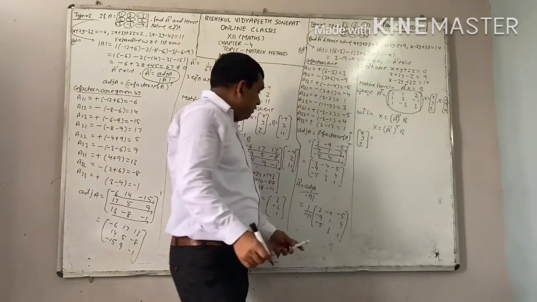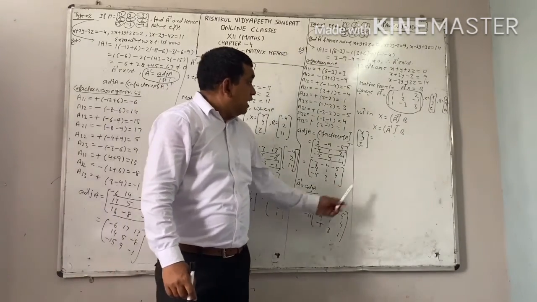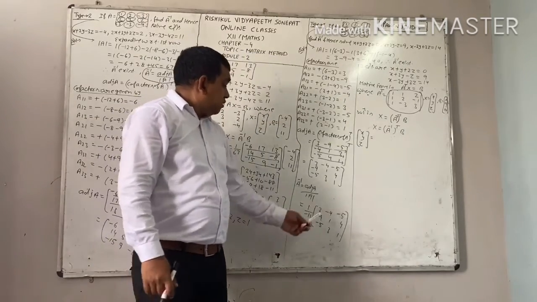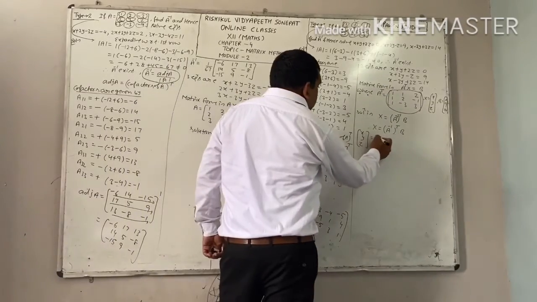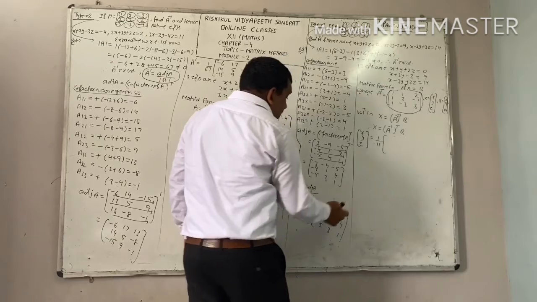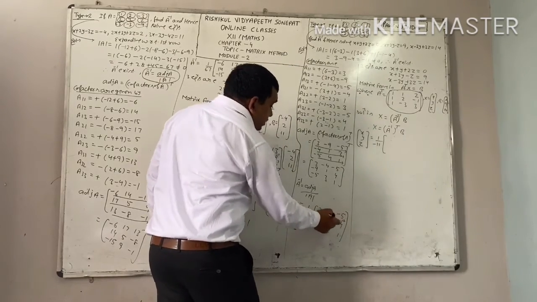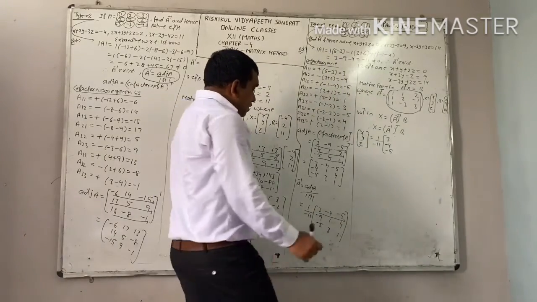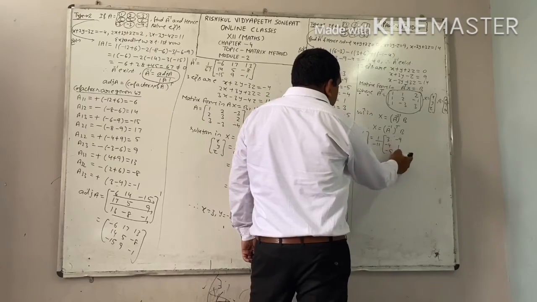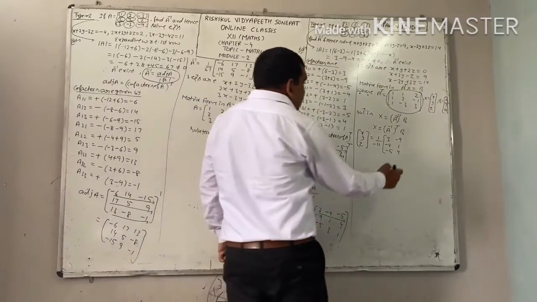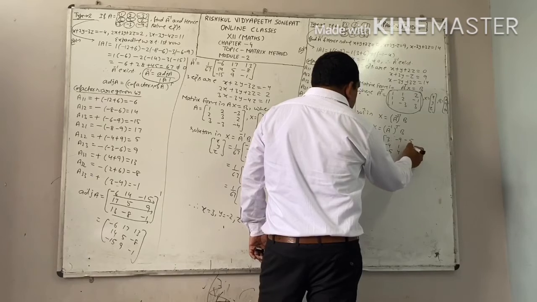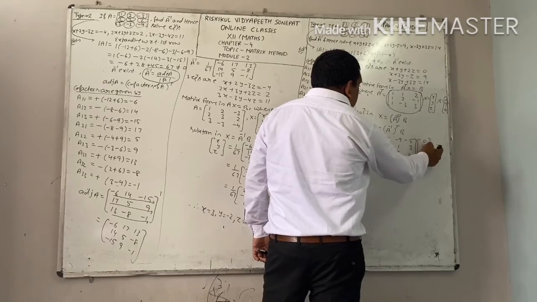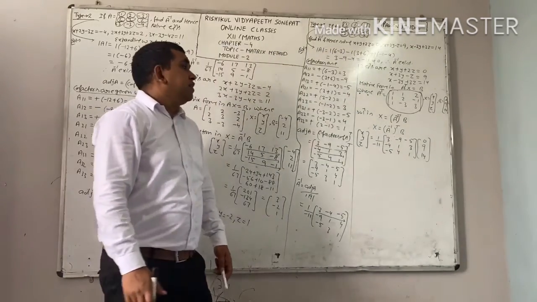A inverse we have already found out. This is your A inverse. Now we have to take the transpose of this A inverse. 1 by minus 11. Transpose we know very well: interchange rows and columns. 3, minus 4, minus 5. Next, minus 9, 1, 4. Then minus 5, 3, 1. Value of B is 0, 9, 14. Now multiply these two matrices, compare, and you will get the required answer.